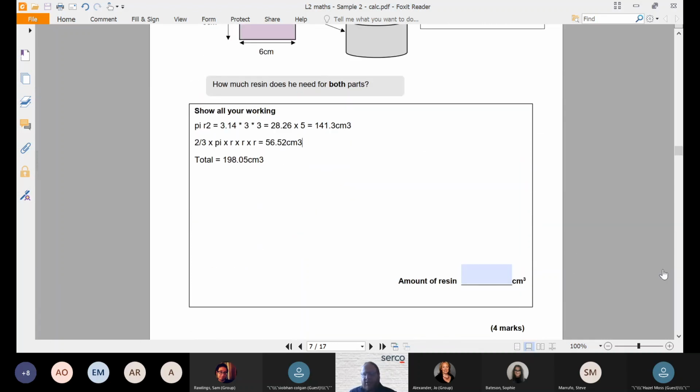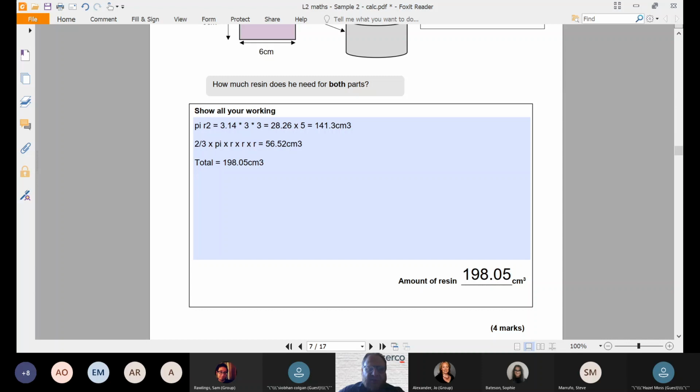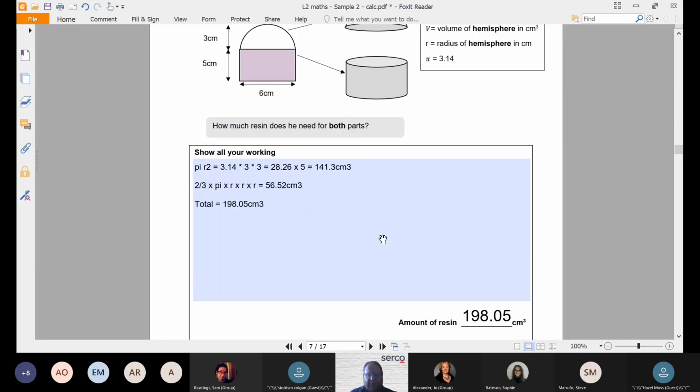I'll just scroll down the screen a little bit, and at the bottom you can see there's a space to put my answer. So going back to test technique, we do need to ensure we actually put the answer in there in the box as well. Obviously, this is on paper rather than a computer screen, and it's even given us the measurements of centimeters cubed, so I haven't got to type that in.